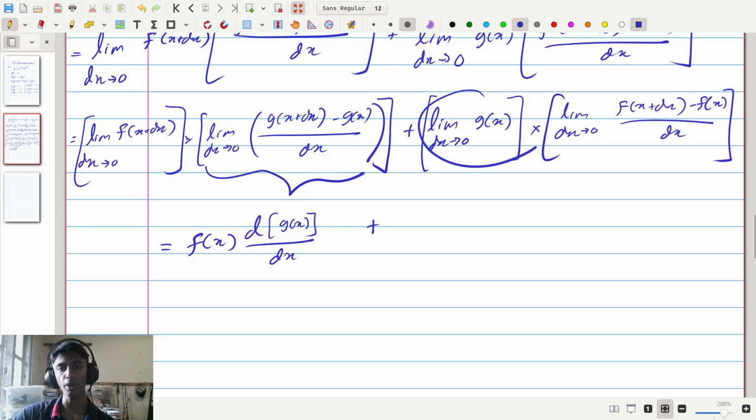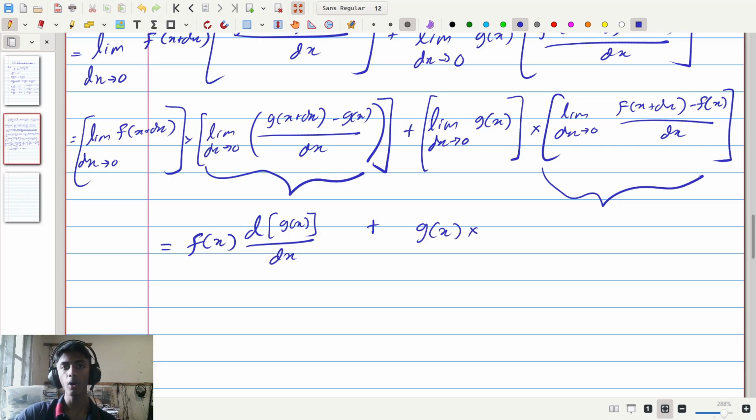Plus, now we have to evaluate the second part. Over here, g of x is a constant relative to dx, because no matter what happens to dx, g of x is going to be g of x. So we can take that out and write just g of x over here. And that needs to be multiplied by this thing, which is the first principle definition of the derivative of f of x with respect to x. So this is d of f(x) by dx. Now we have what we are looking for.